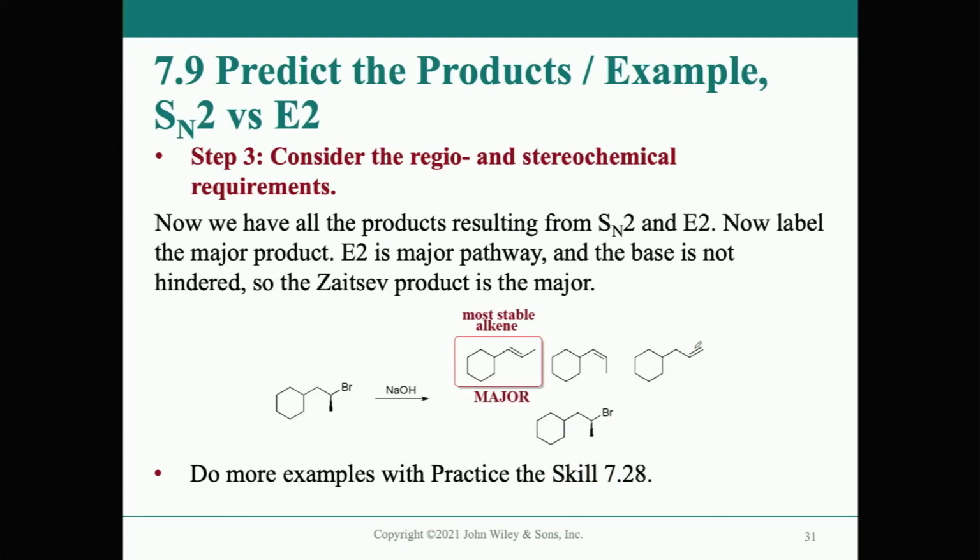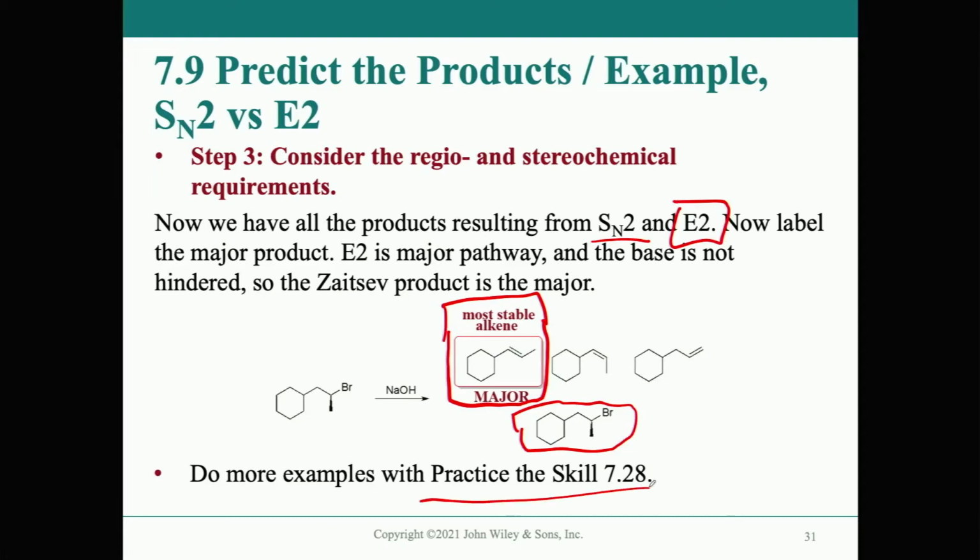Now that we have all of the resulting SN2 and E2 products, we need to label what the major product is, right? So E2 was the major pathway, and the base is not hindered, so we know that the Zaitsev product, or the most stable alkene, is the major product. And that would be the trans-alkene. That's the major product. Of course, we have some starting material left over here. We don't even have the SN2 product listed there because we've already decided that the major pathway is the E2 pathway, right?